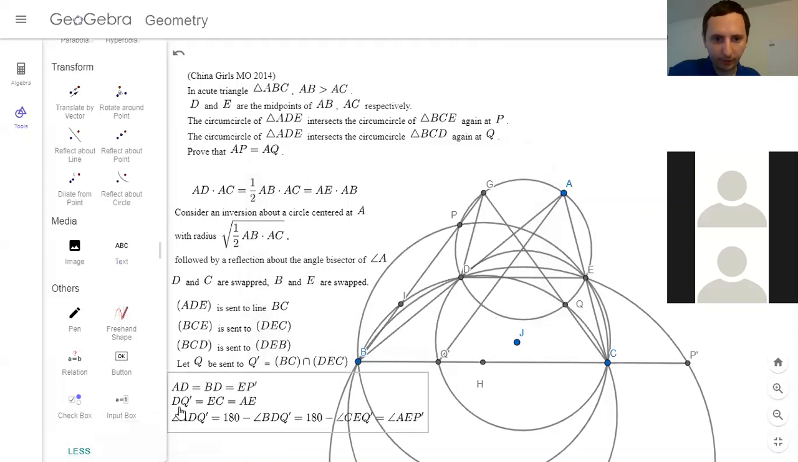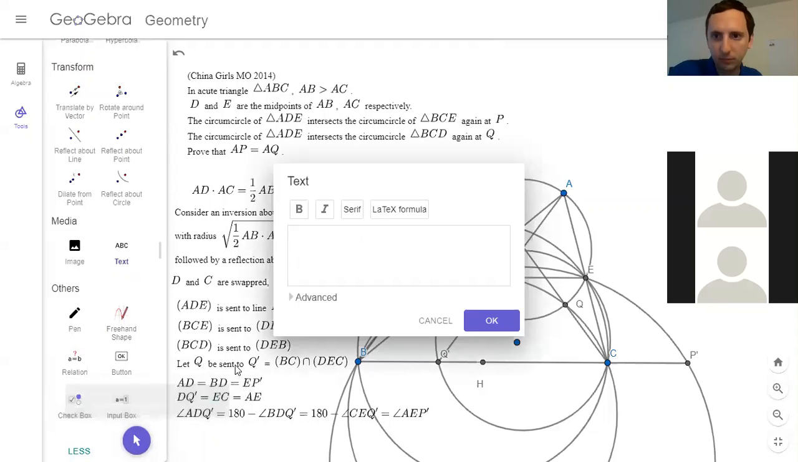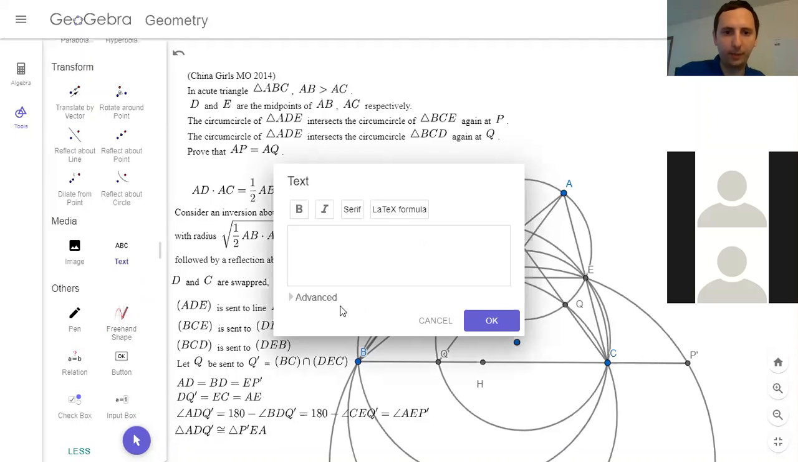All right, so then we have this. So ADQ prime is congruent to P prime EA. And so that means AP prime is equal to AQ prime, which implies AP equals AQ.